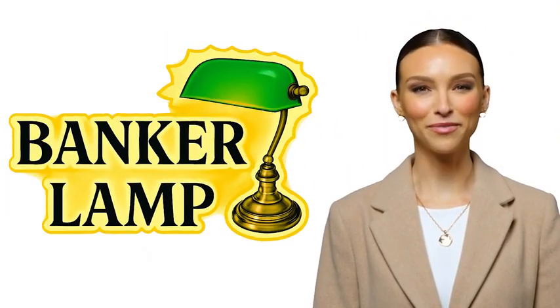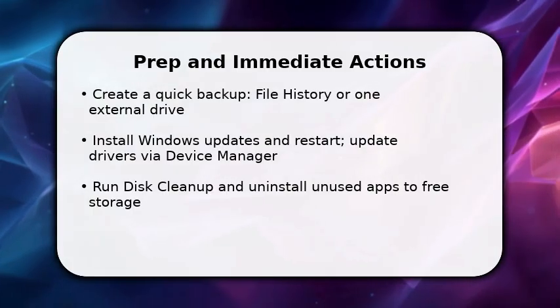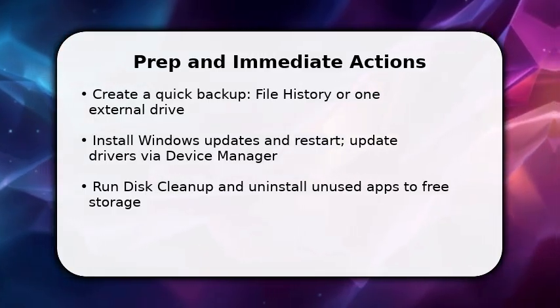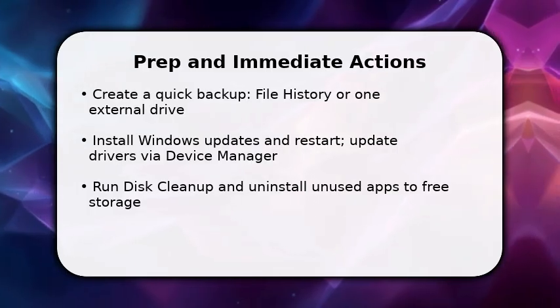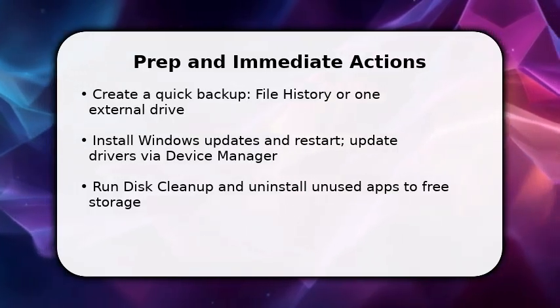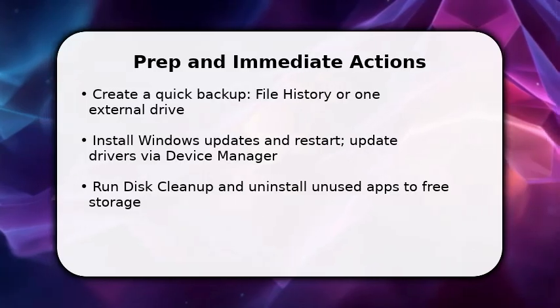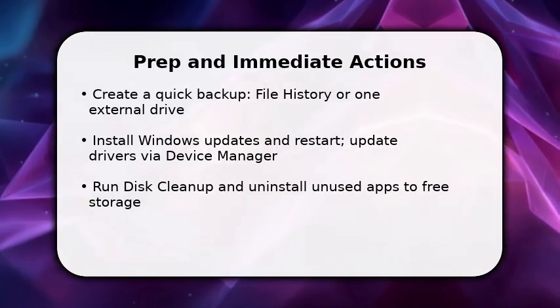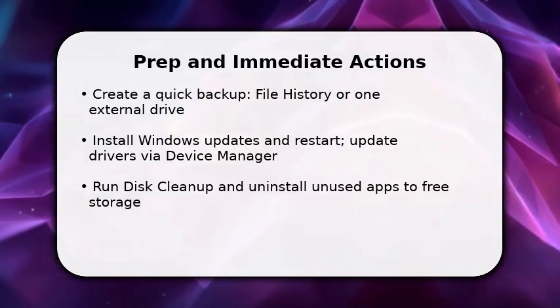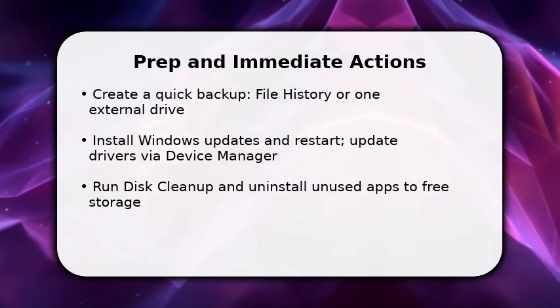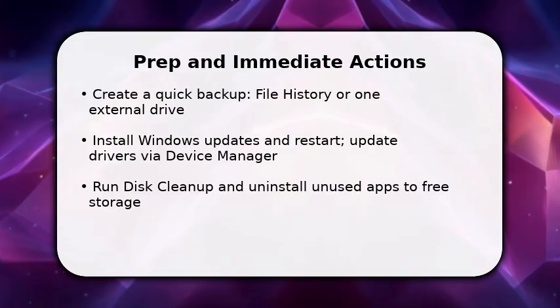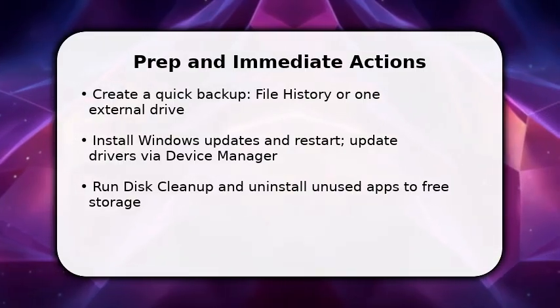Please enjoy the video. You start by securing data and clearing obvious bottlenecks. Backup critical files to an external drive or File History, then install all Windows updates and run a restart to apply fixes. Once done, open Programs and Features and remove software you no longer use, then run Disk Cleanup to remove temp files and system cache. These steps free space and eliminate update-related slowdowns, giving the system breathing room before deeper tuning.